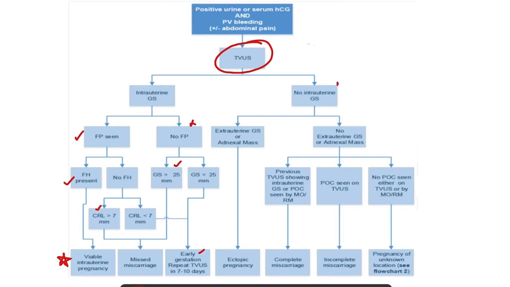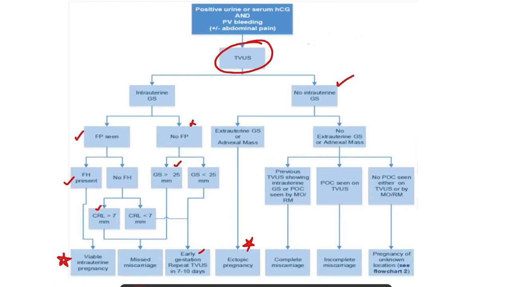If there is no gestational sac, you should look for extrauterine gestational sac or adnexal masses. If that is present, diagnosed as ectopic, then manage it as ectopic pregnancy. Suppose there is no intrauterine or extrauterine gestational sac, then ask for her previous USG findings and ask for any history of products of conception in her previous visit or examination.